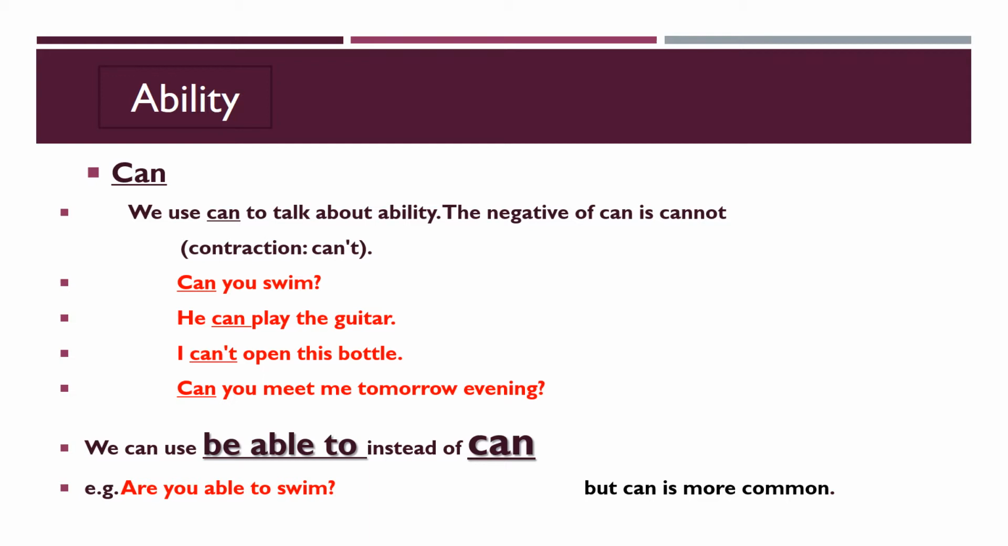We can use be able to instead of can. For example, are you able to swim? It has the same meaning as can you swim, but can is more common.